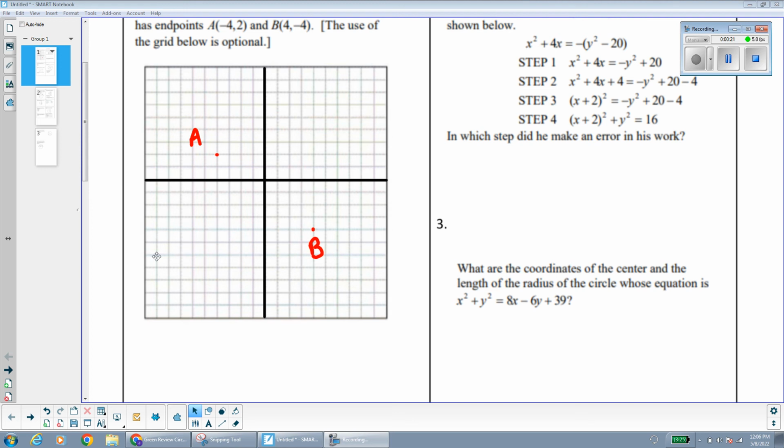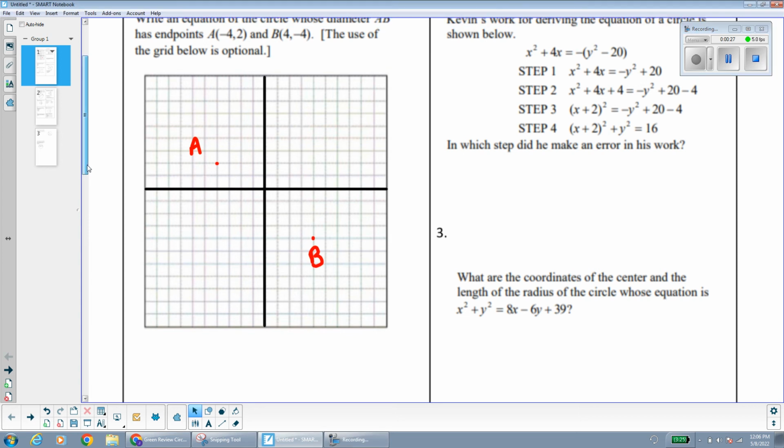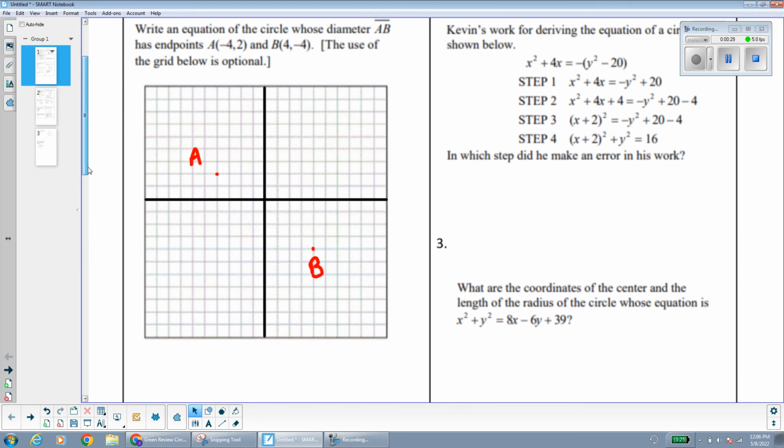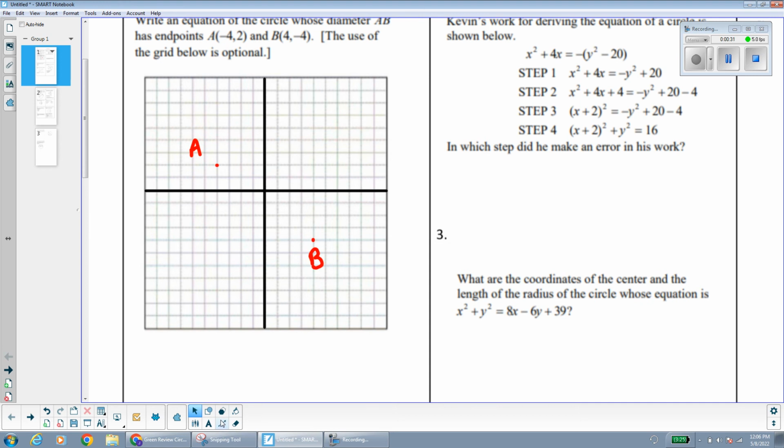So first, we're going to find the center. We're told that A and B are endpoints of the diameter of the circle. That means that the line formed by A and B passes through the center of the circle. So the way that we're going to find the center of the circle is we're going to find what's exactly in between point A and point B.